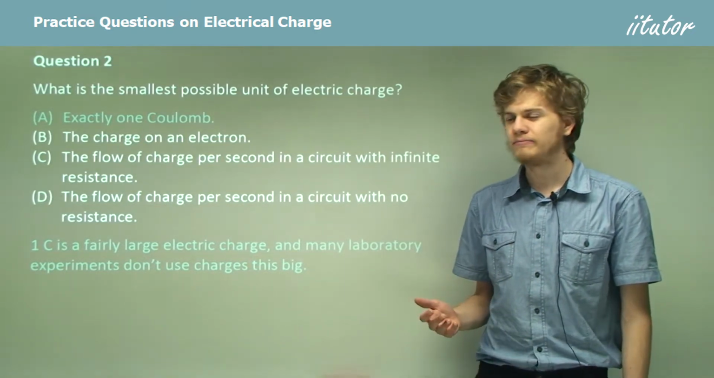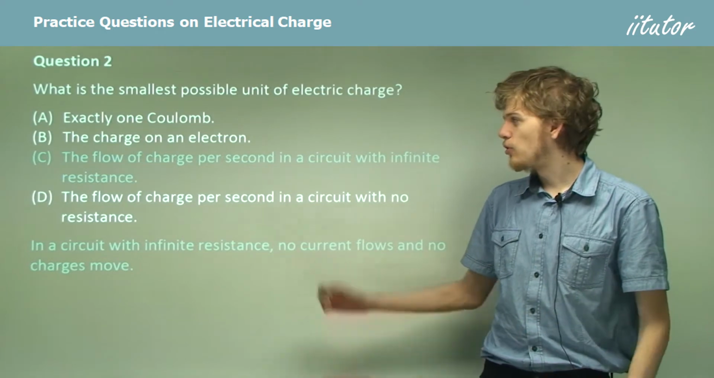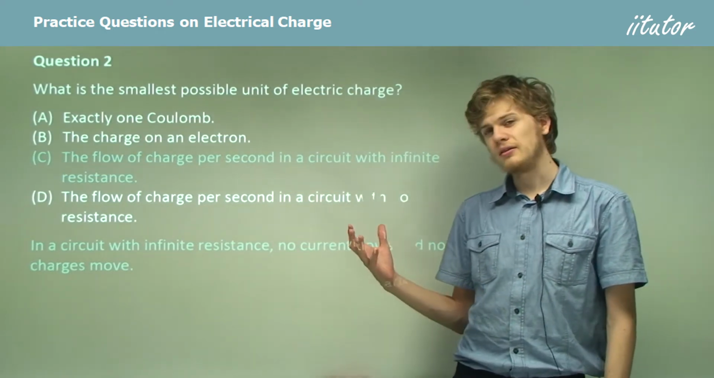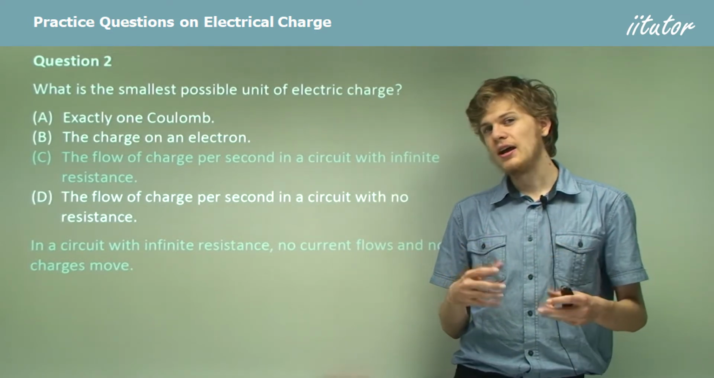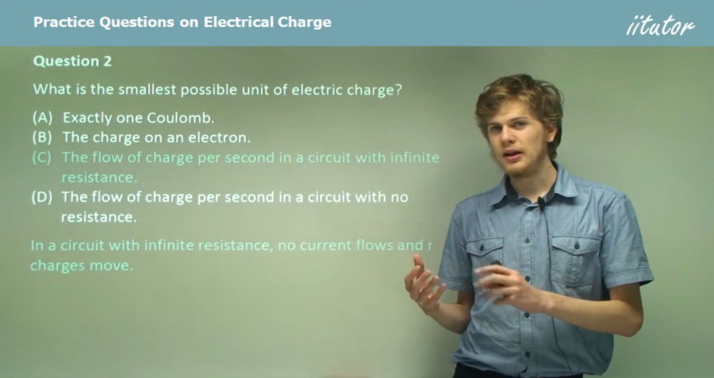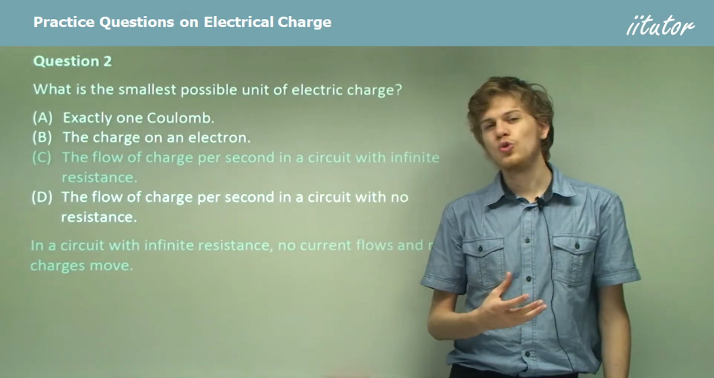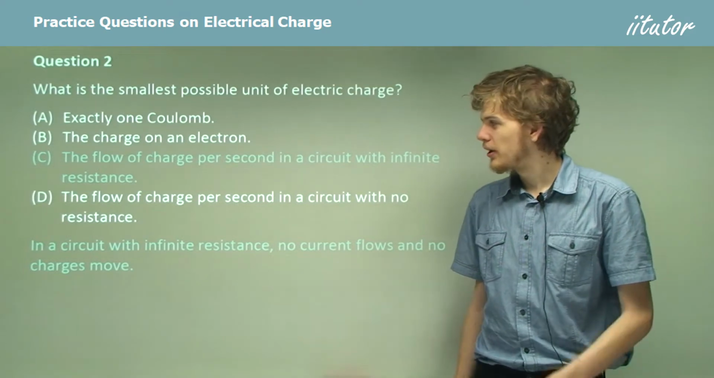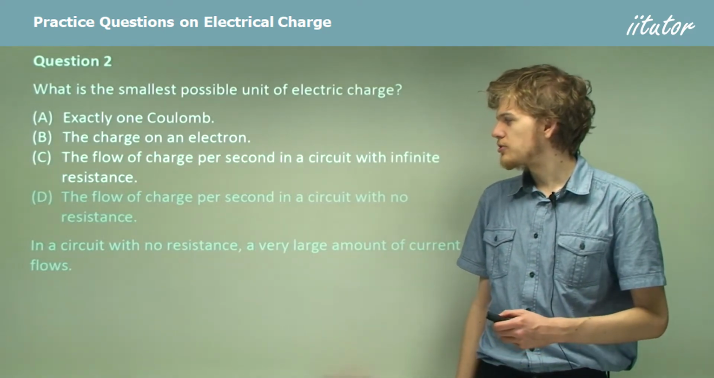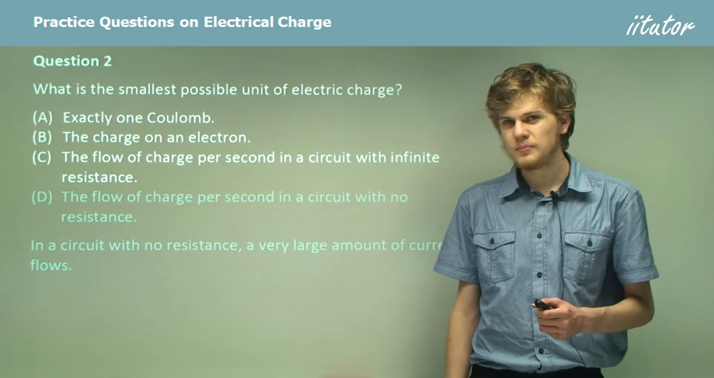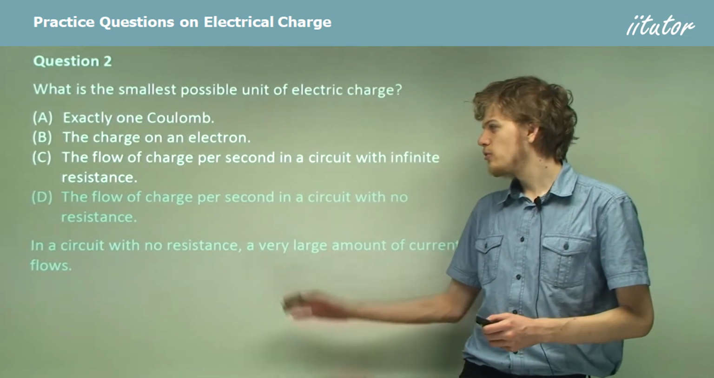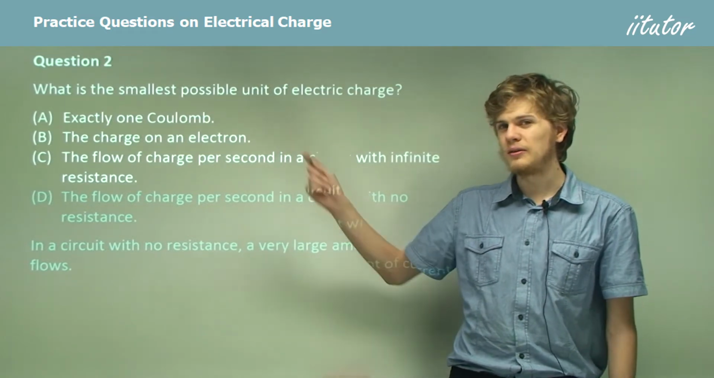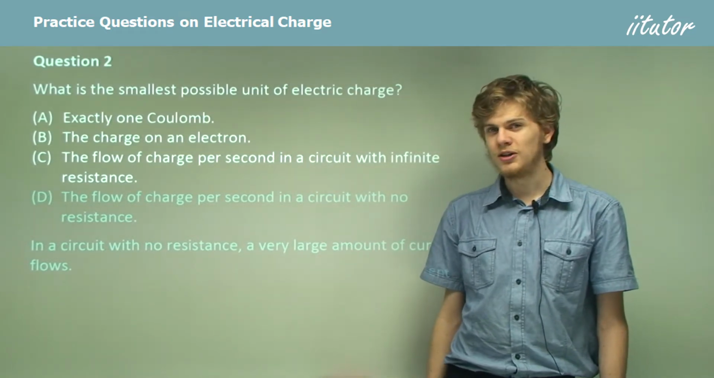coulomb per second. C says the flow of charge per second in a circuit with infinite resistance. Now, we'll learn later that a circuit with infinite resistance has no current flowing, and so we get no rate of change of charge per second. So this can't be right. D states the flow of charge per second in a circuit with no resistance. Now in this case, the flow of charge per second can be extremely large, higher even than 1 coulomb per second. So D is going to be too large.